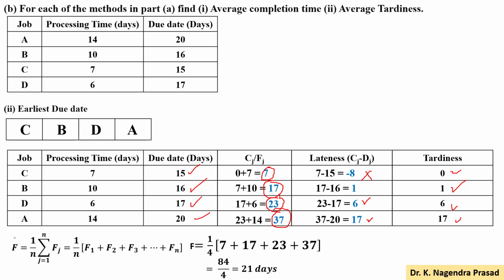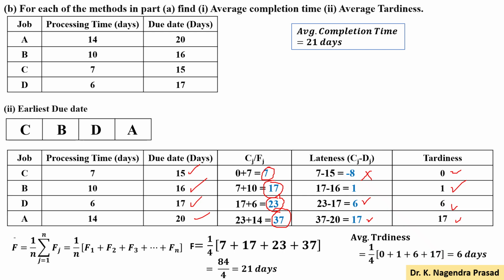Then I have to find the average of these tardiness values. Average tardiness is equal to 1 by 4 into 0 plus 1 plus 6 plus 17, which is equal to 6 days. So here the average completion time is 21 days and the average tardiness value is 6 days by the earliest due date.